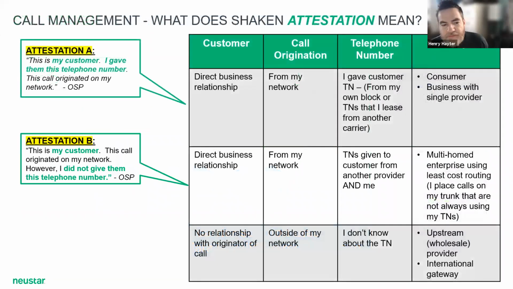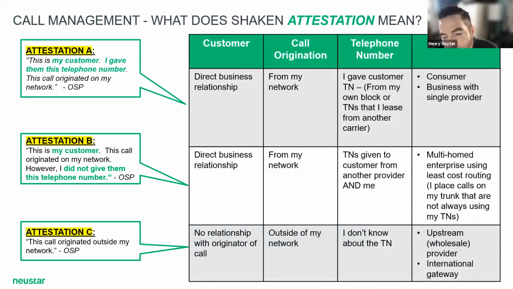So what does attestation mean, right? The carriers today are responsible based on the SHAKEN framework for assigning an attestation. And you can think of an attestation as just a level of trust, right? The highest level of trust is going to result in an A-level attestation. And there's essentially three criteria that the carrier needs to be able to meet in order to give an A-level attestation.